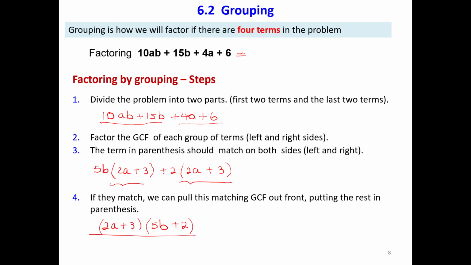This is how we can write this in terms of factors: 2a plus 3 times 5b plus 2.